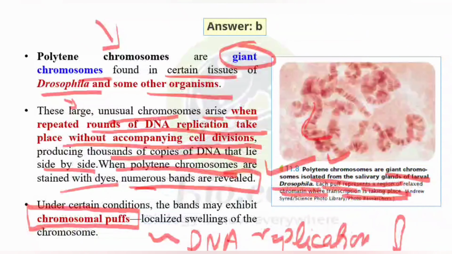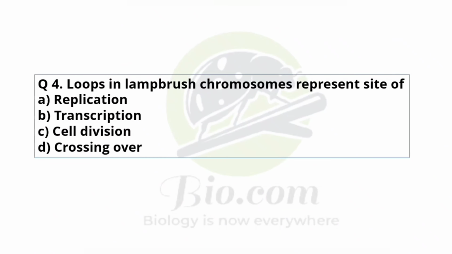Due to the overload of DNA, it is represented as the chromosomal puff, which is a localized swelling of the chromosome because of the repeated DNA replication. So what is a polytene chromosome? It is a giant chromosome which is found in the larval stage of Drosophila, exclusively in the salivary gland.